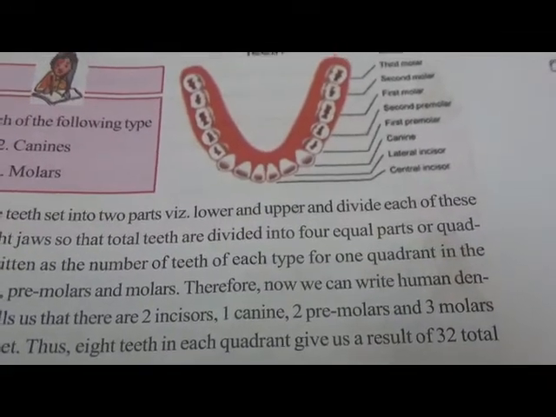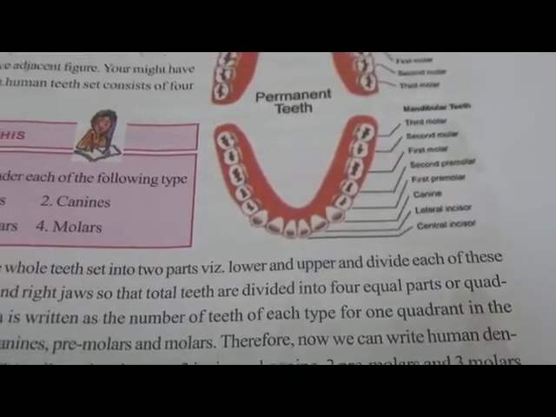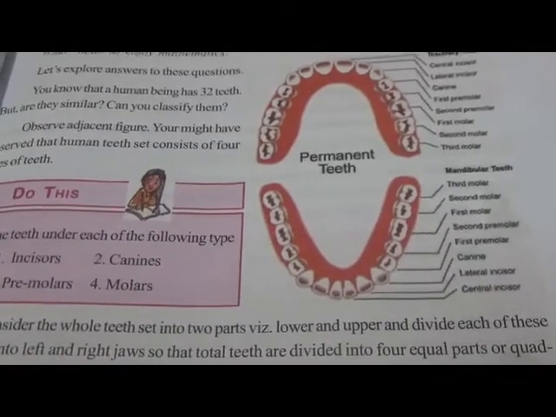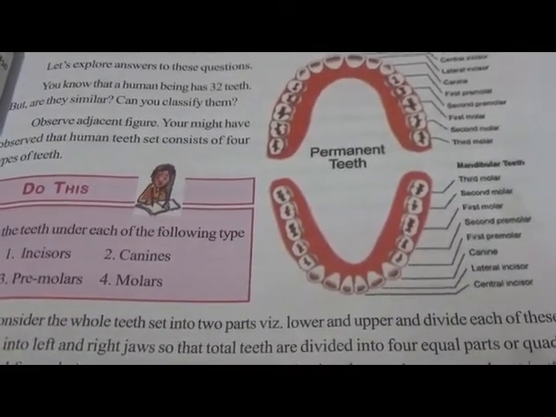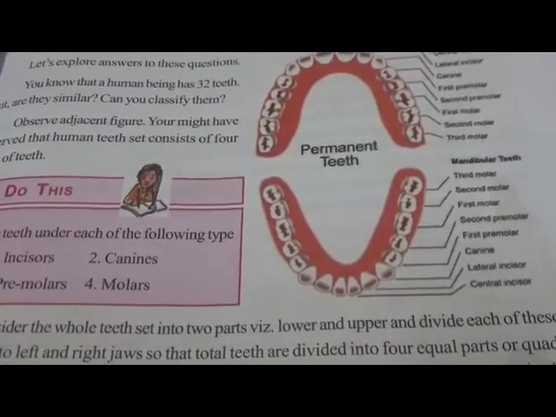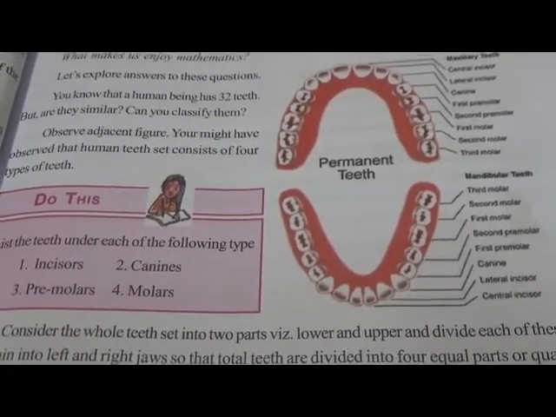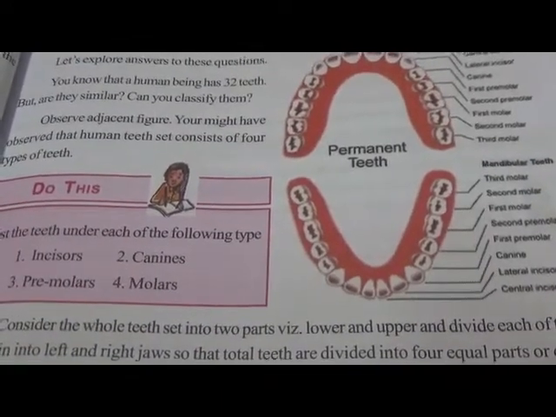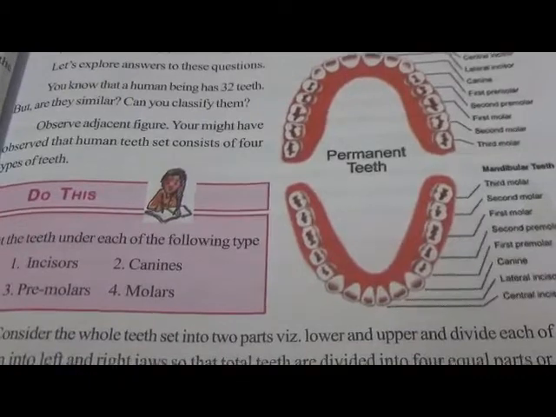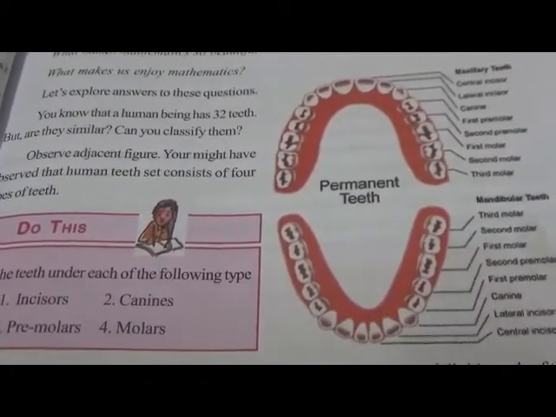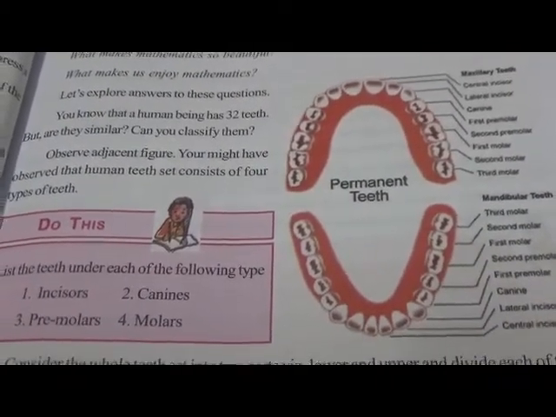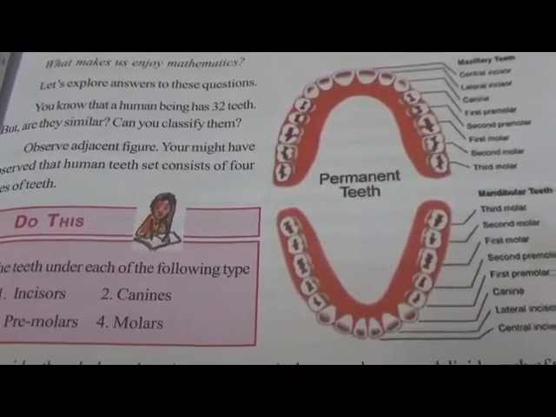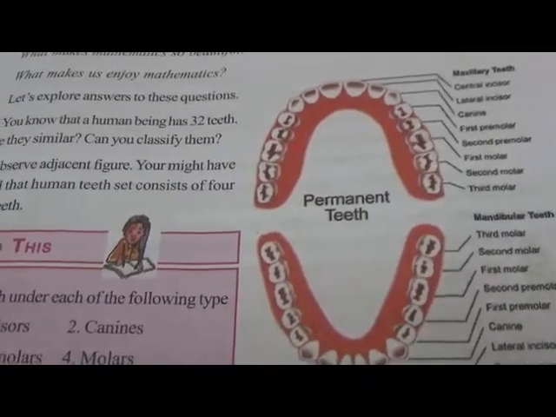So all types of teeth together we call a set of teeth. Here there are four types of teeth, but all belong to the same common feature. All four types of teeth belong to the same common feature and property, that is teeth. The common property is teeth. That's why we call it a set. So a set is a well defined collection. Here I am going to give the introduction part of this chapter from notes.